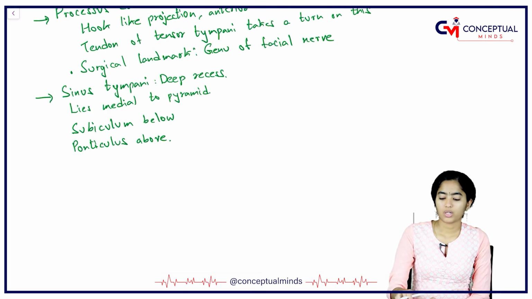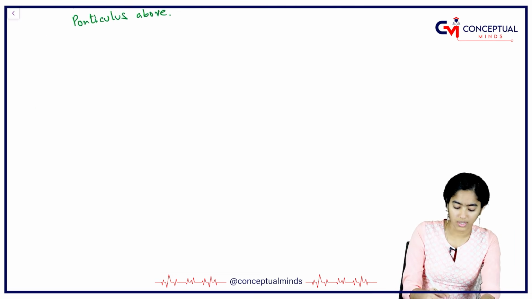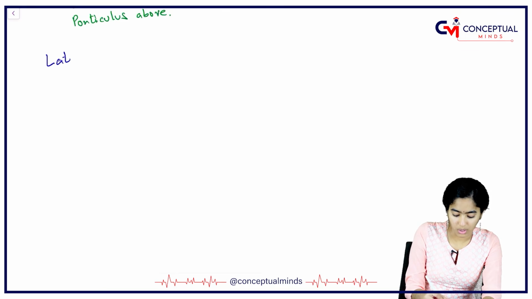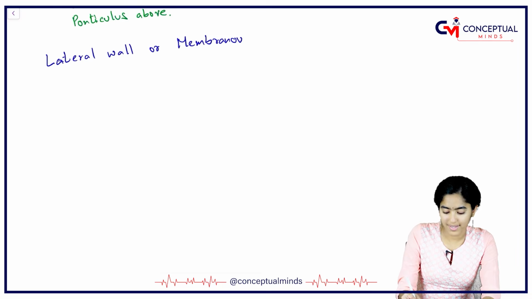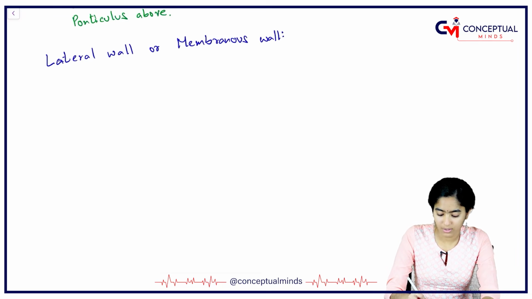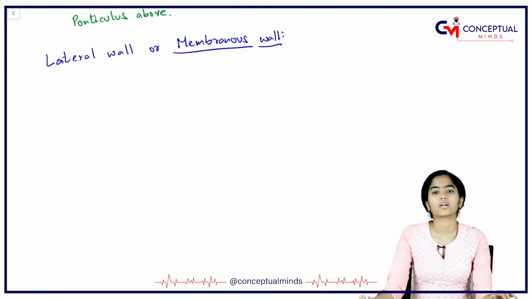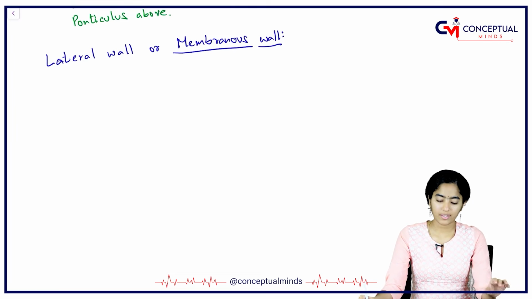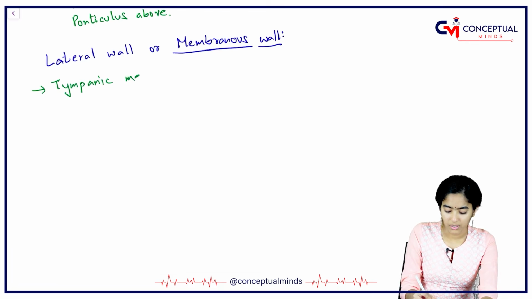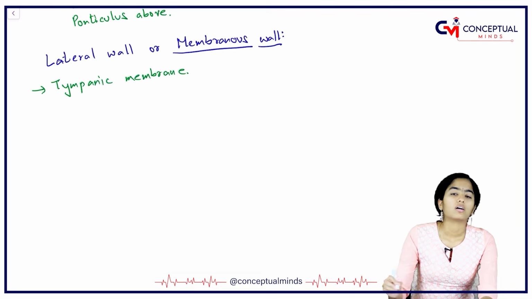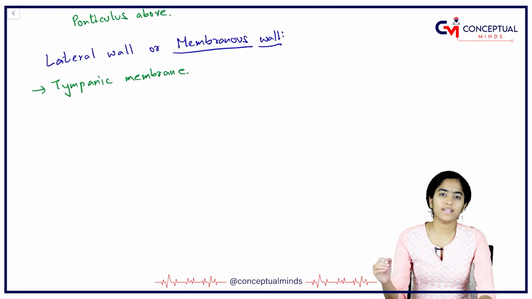Next, let us move on to the last wall and also the easiest wall, that is the lateral wall, also known as membranous wall. What is present on the lateral side of middle ear? Yes, it is the tympanic membrane. Tympanic membrane is semi-transparent and hence we can see a few of the middle ear structures via the tympanic membrane.